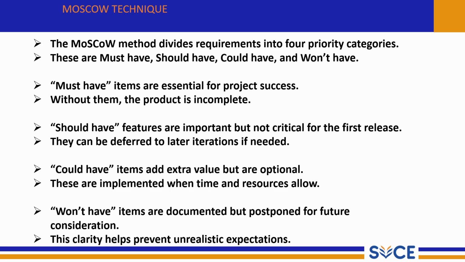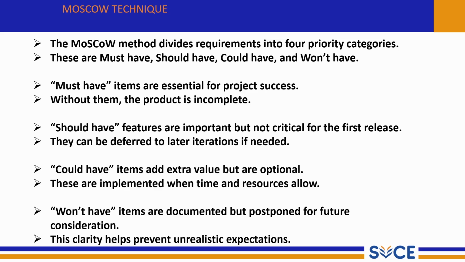Could have items are extra value but are optional. Could have features are nice additions that enhance the product but are not necessary. These are optional and given lower priority. These are implemented when time and resources allow. If the team has extra time or resources after finishing must have and should have features, they can add the could have items. Won't have items are documented but postponed for future consideration.